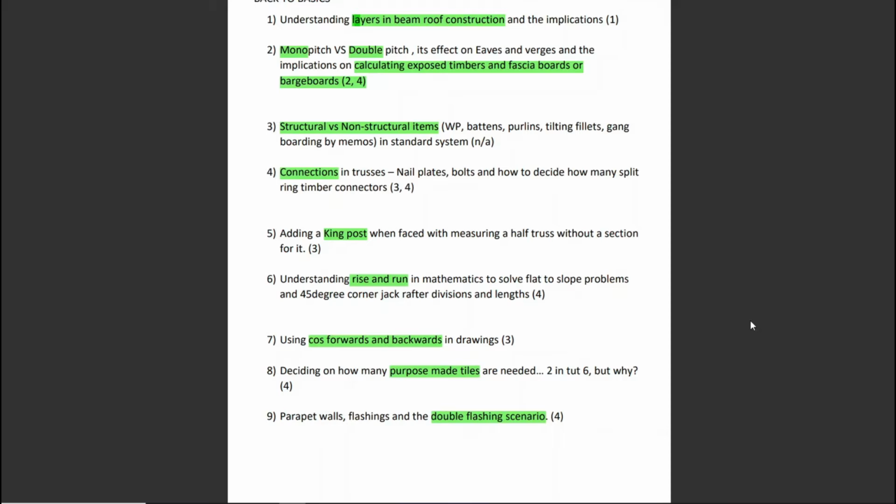And finally, point number 9, parapet walls, flashings, and a double flashing scenario. This is something I picked up yesterday and I thought I would share it.